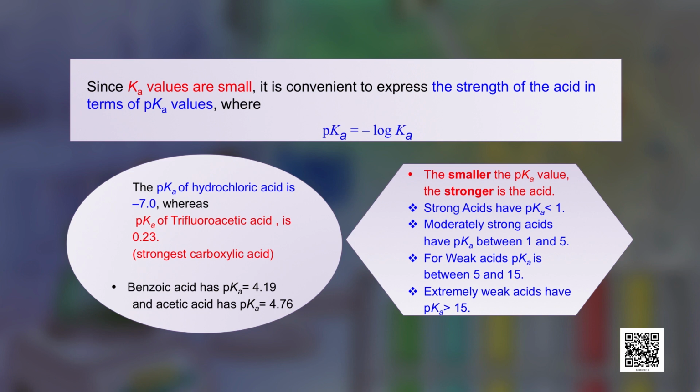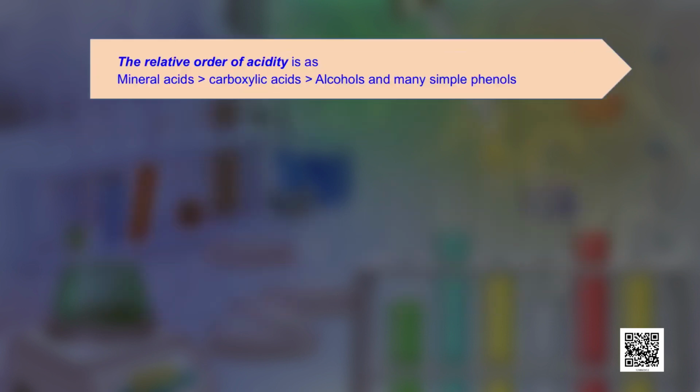Thus, strong acids have a pKa value which is less than 1. Moderately strong acids have pKa value between 1 and 5, while weak acids have pKa between 5 and 15, and those which are very weak acids have pKa value greater than 15. Now, we can find a relative order in the acidity by comparing the pKa values, and the general trend is like this.